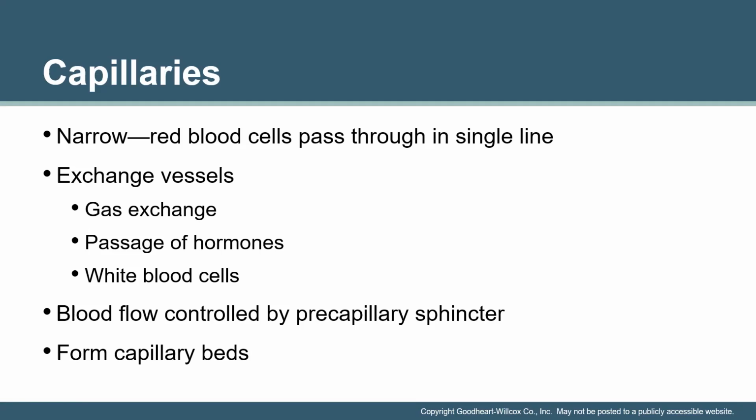Also, white blood cells and hormones can pass readily because of the thinness of the capillary and the constitution of its walls. Also, it has pores within the capillaries through which certain things will get to pass.